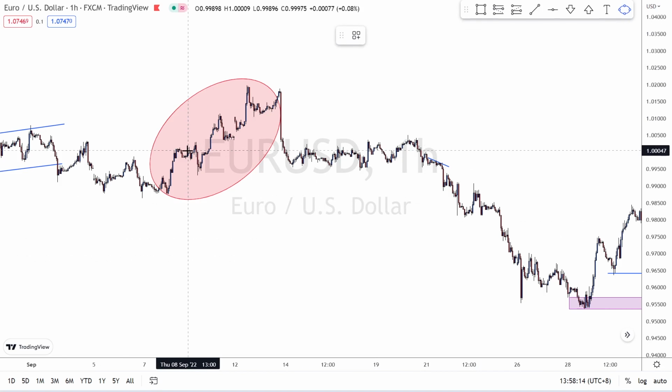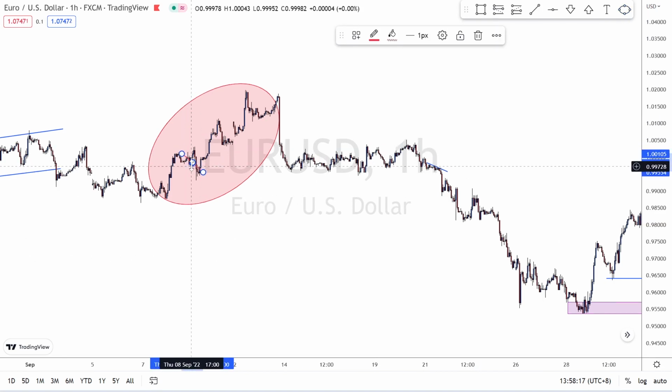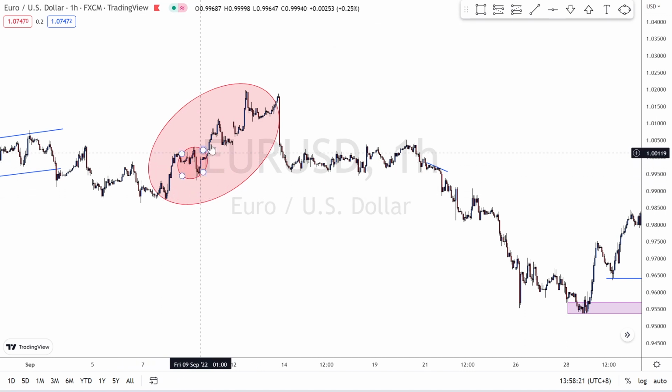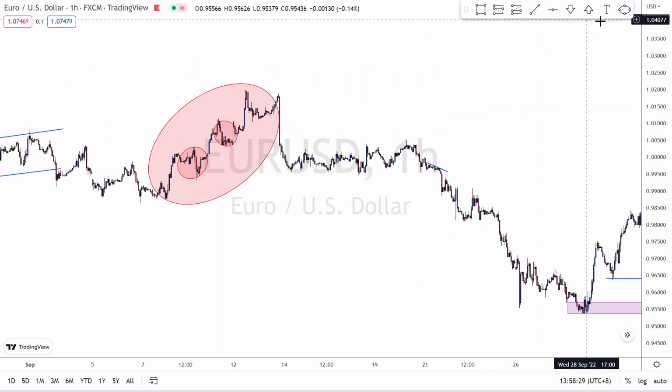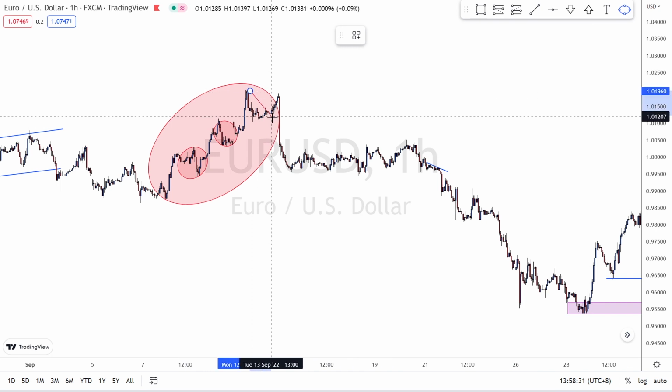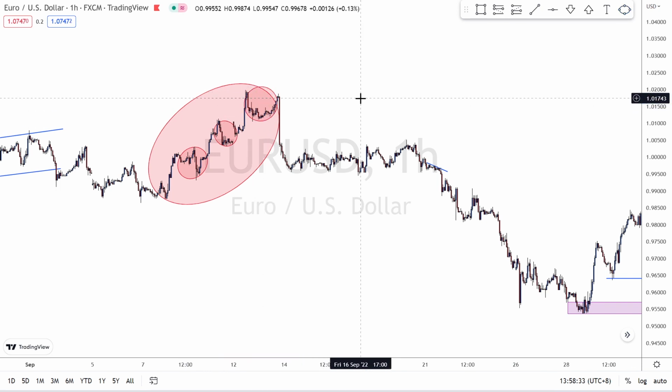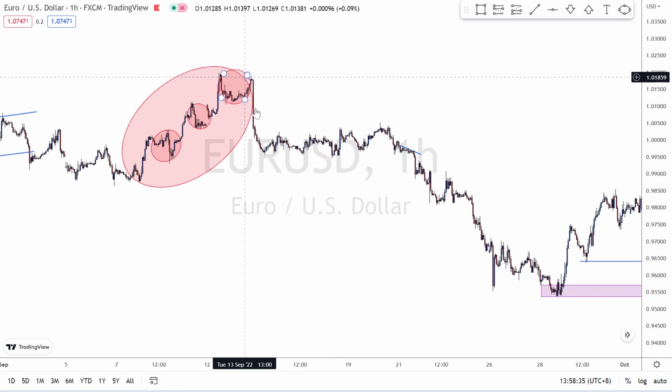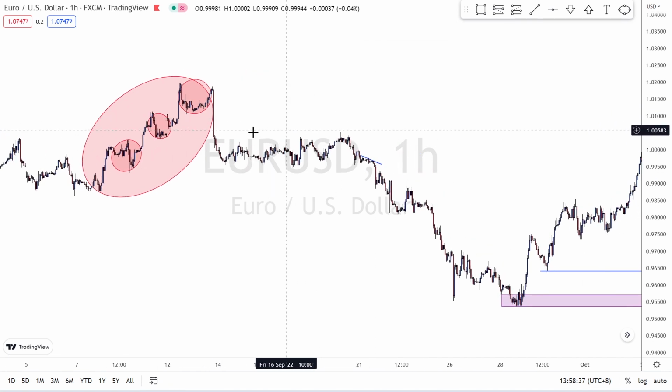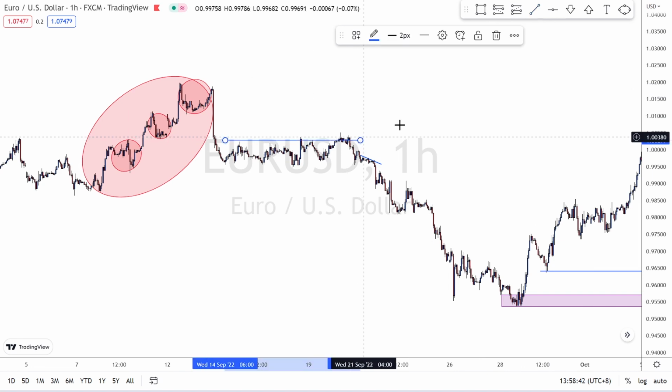And inside the uptrend we have smaller pullbacks. Right here. Here. And here. Then there's a huge bear candle. Then we have a range, which I call sideways.